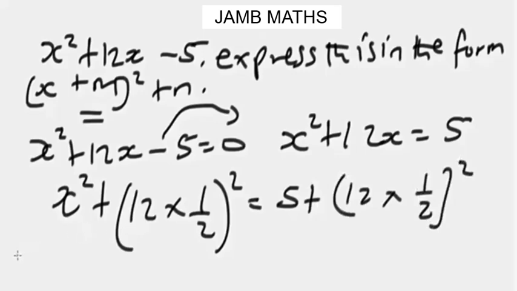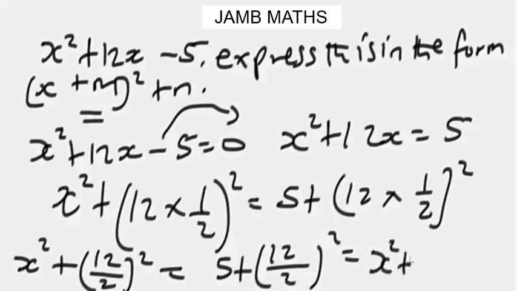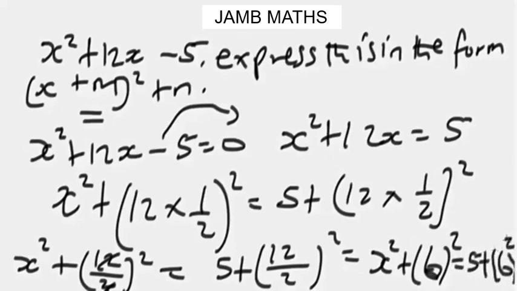So when you simplify this, we're going to have x squared plus 12x plus (12 over 2) squared equals 5 plus (12 over 2) squared. Simplifying more, the 12 over 2 gives 6, so we have x squared plus 12x plus 6 squared equals 5 plus 6 squared. Now that you have done this, let me wipe up so we can complete the solution.